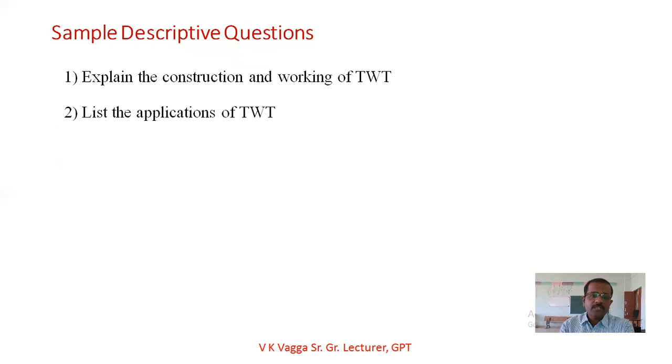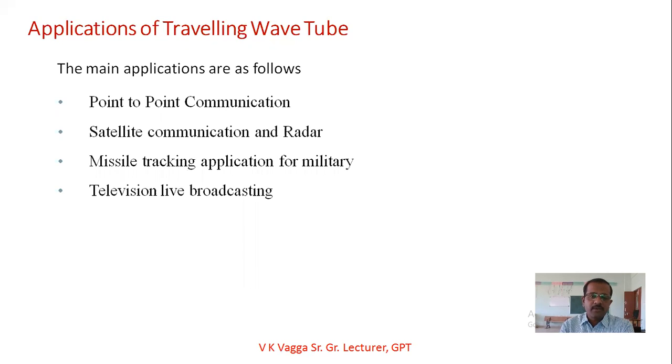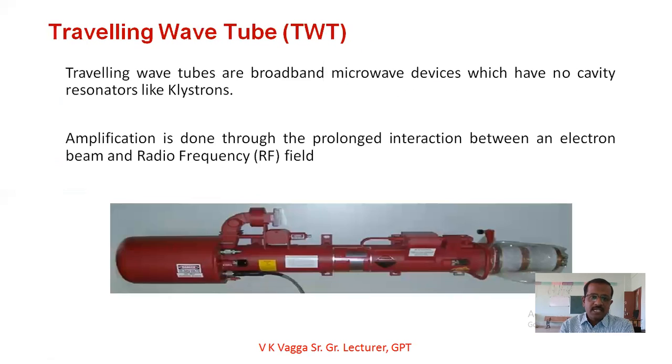So I think you have understood. In this class, I have explained what actually the TWT is. It's nothing but a microwave device, and it is with no cavity. And in this case, the operation takes place with the interaction between the electron beam and the RF.